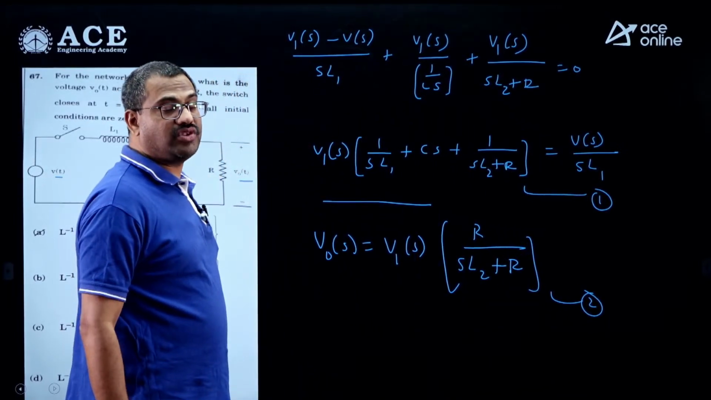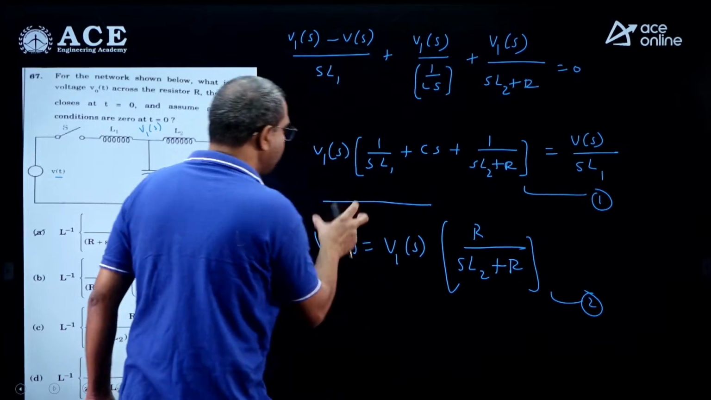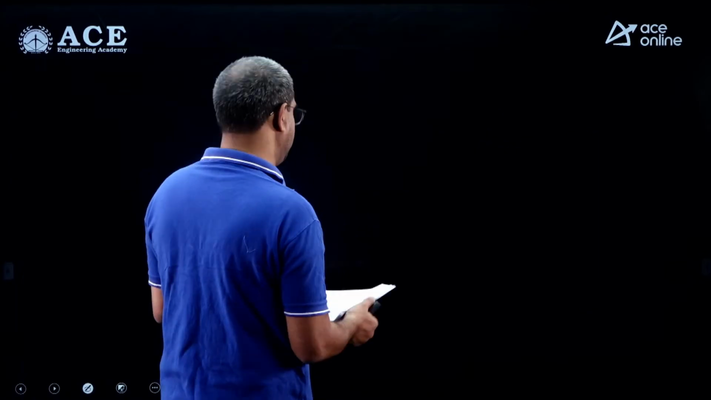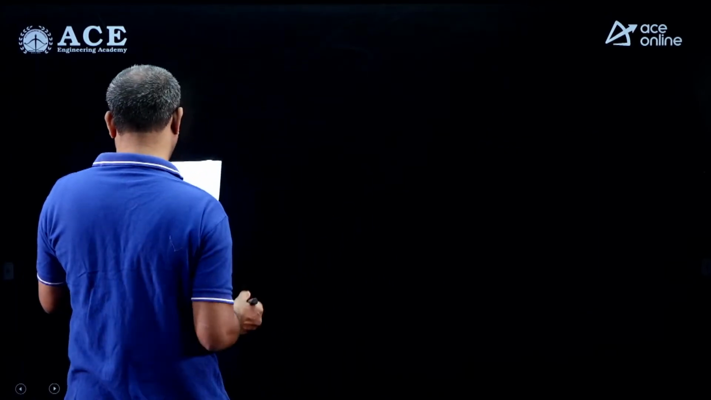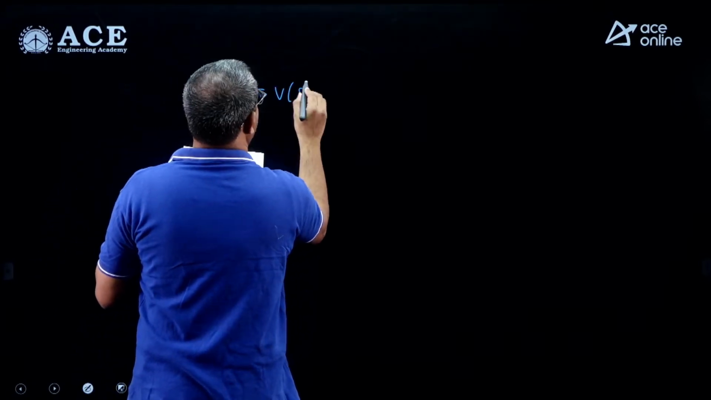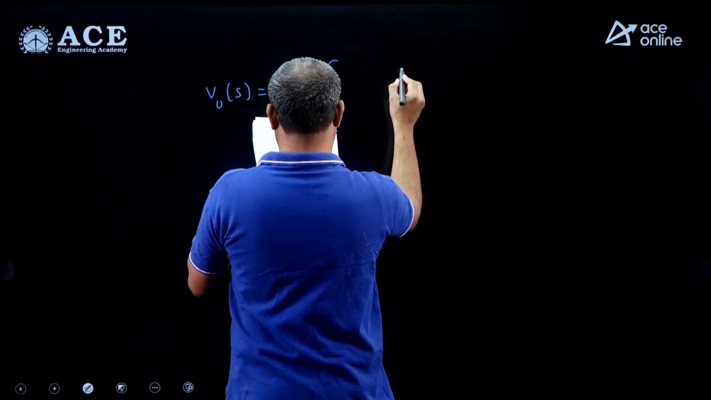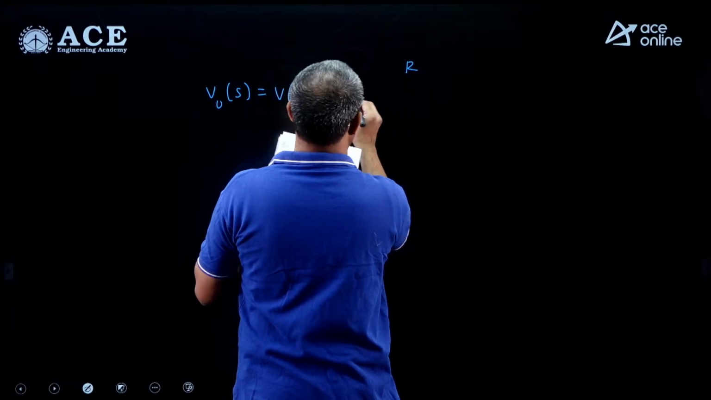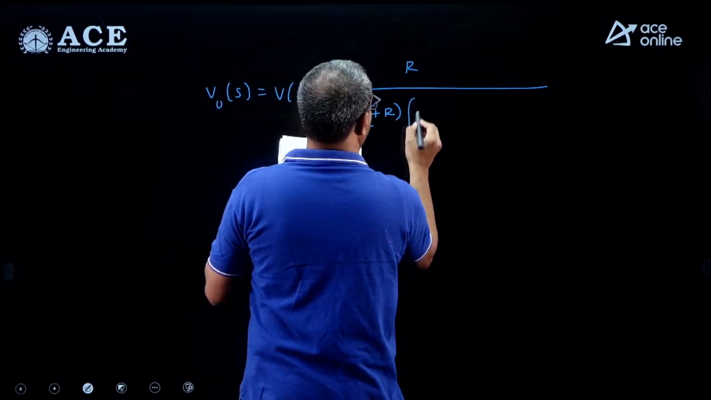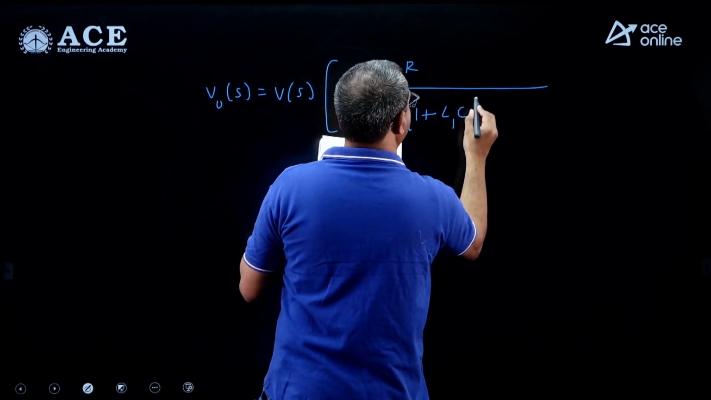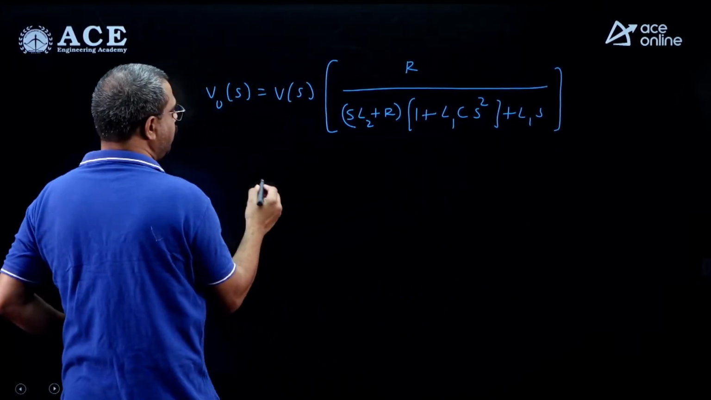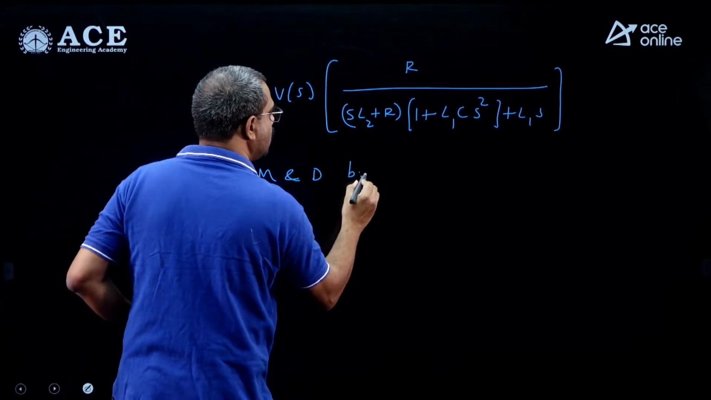But I want VO in terms of V. V is Vs. I want VO in terms of Vs, so V1 is this by this now, so you substitute here. Chalo, if you substitute, yes everybody, I am writing the intermediate steps, you will get this as VO of S is equal to Vs into R by SL2 plus R into 1 plus L1C S square plus L1S. But now multiply and divide by CS.